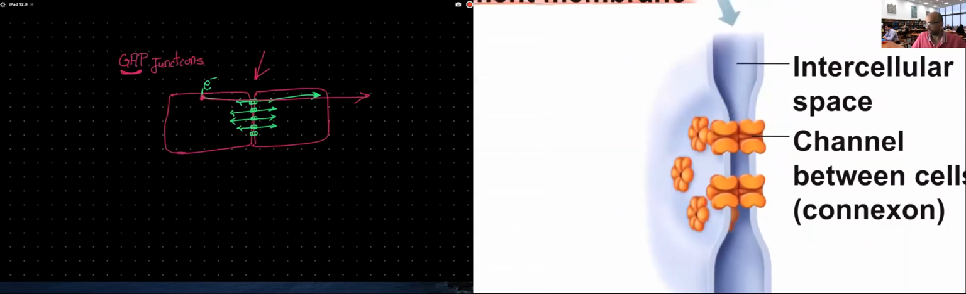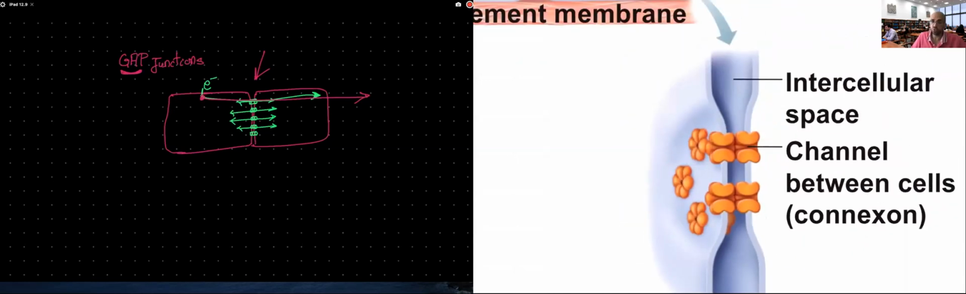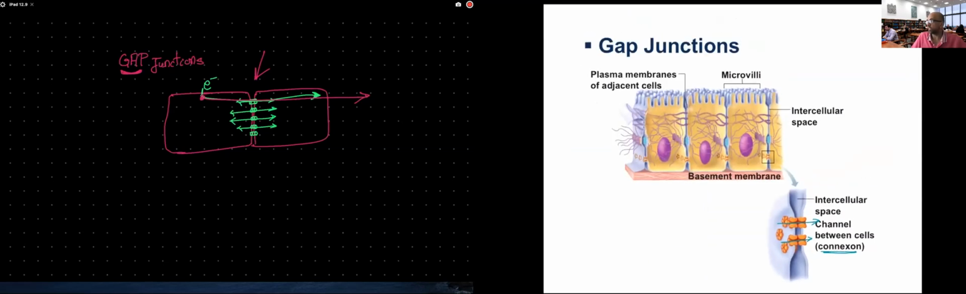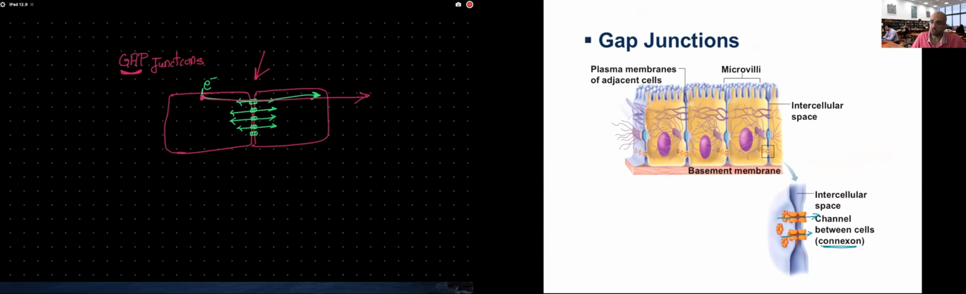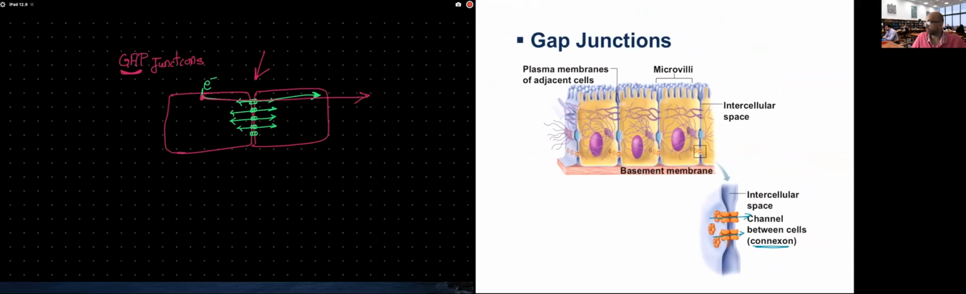If you notice, again here, cells are attached to one another, but I have channels connecting those cells to one another. And we call those the connexons. Connexons are the channels connecting the adjacent cells to one another, allowing the free conduction of the signal.